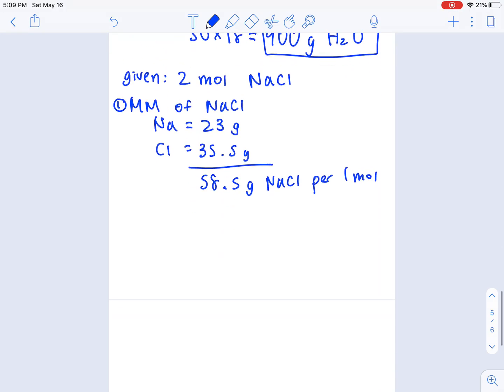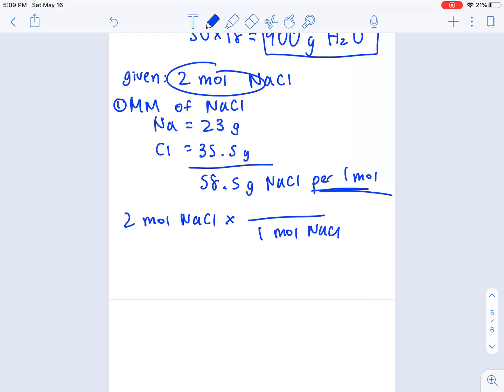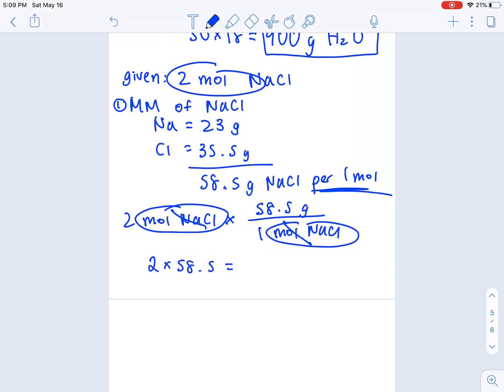So in this case, the given number is 2 moles. So 2 moles NaCl. Okay, remember, bottom has to cancel out. So it's going to be per 1 mole NaCl. Then you plug in the molar mass, which we found 58.5 grams. Canceling out these moles down here. And what you're left with is 2 times 58.5 equals 117 grams NaCl, because grams is what you're left with. That is your final answer.